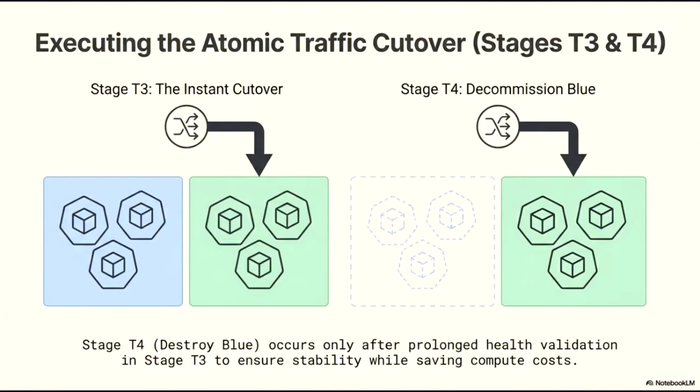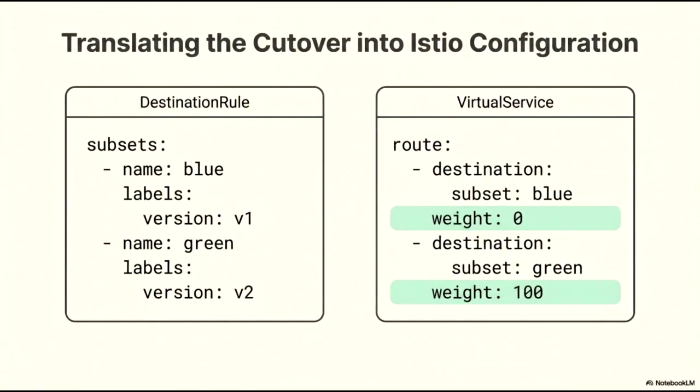Once we have completed a period of prolonged health validation in stage T3 and confirmed the stability of the new environment, we move to stage T4, decommission blue. In this final stage, the original blue resources are destroyed to eliminate unnecessary compute costs, concluding the deployment lifecycle with a verified, stable release.